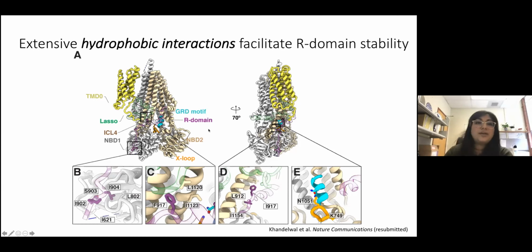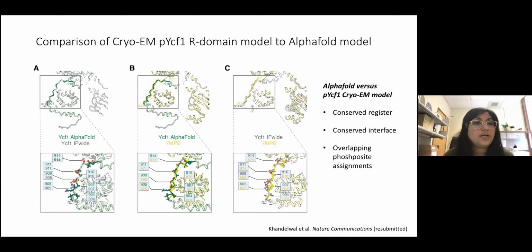And so we were really surprised to see this R domain structure, which for the longest time has evaded structural characterization for the thought that perhaps it was disordered. And so we again turned to AlphaFold as an unbiased way of validating our model building. And around the same time, there was a competing structure of YCF1 that was released. And what we found was that our structure of YCF1 in the phosphorylated state compared to AlphaFold not only conserved the register of the R domain, but it also had a conserved interface where the network of interactions that we observed between the R domain phosphosites as well as the hydrophobic pockets are present in both.